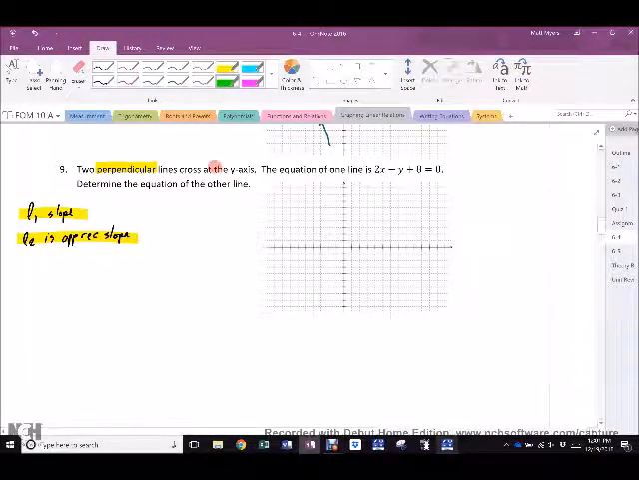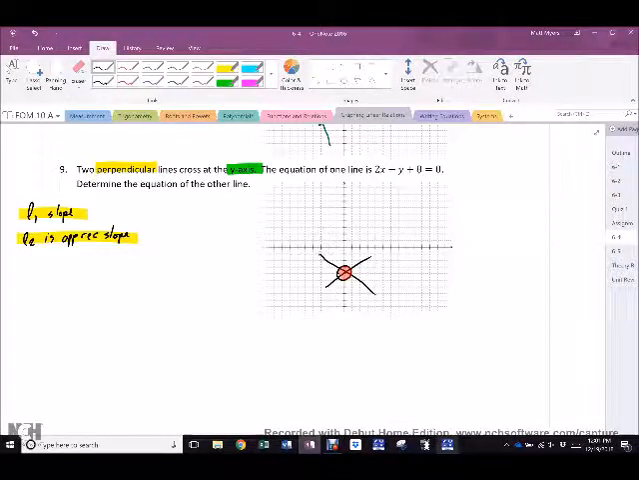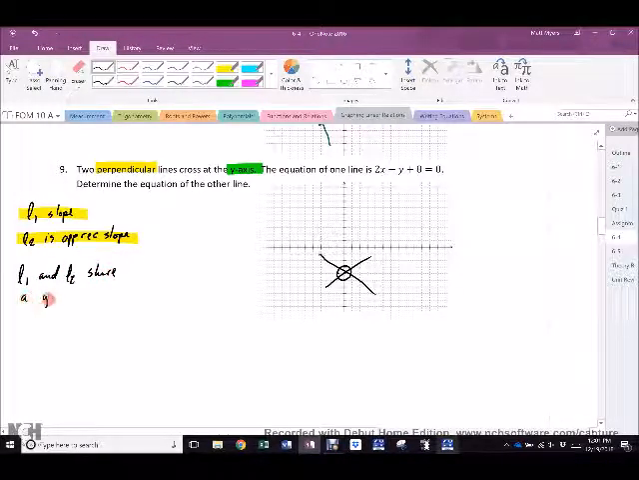Okay. Is there any other words in that question that would help us solve it? They cross at the y-axis. Well, if they cross at the y-axis, wherever they cross, what does that mean about that point? It's 1 point on both lines. So both lines share what? Share the same y-intercept, correct? So line 1 and line 2 share a y-intercept because they cross on the y-axis.